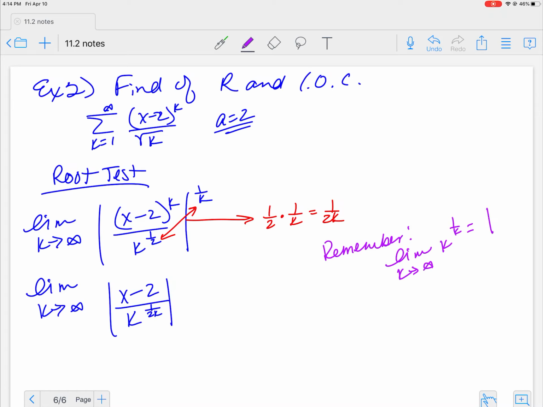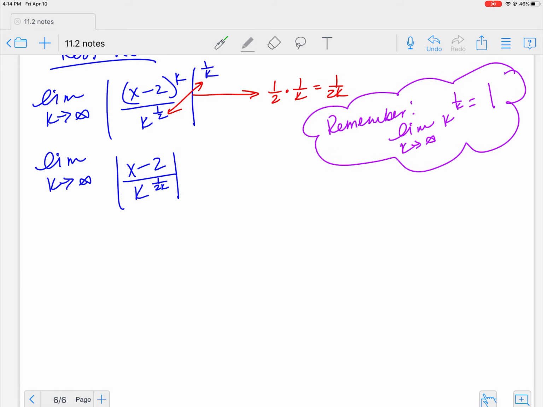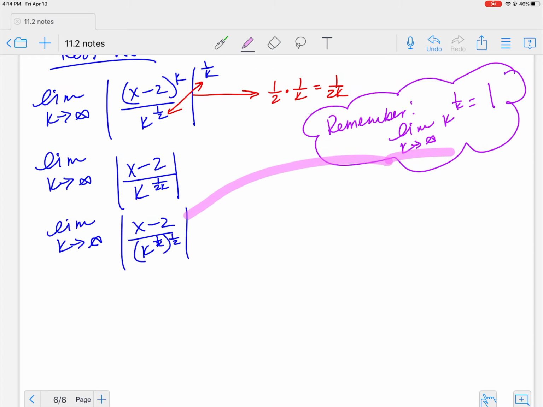That always equaled 1. Yes. So if you remember that little tidbit, I'm going to rewrite this just a little bit, so hopefully this will be more obvious. I have the limit as k approaches infinity of (x minus 2) times k to the 1 over k, and then that's to the 1/2 power.